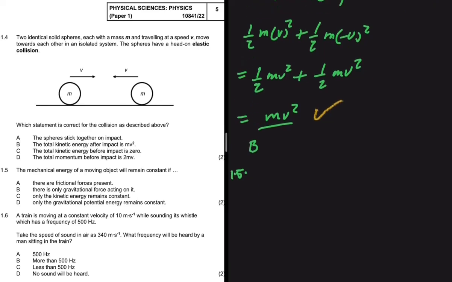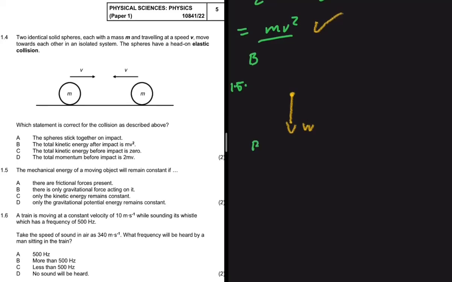1.5, the mechanical energy of a moving object will remain constant if its free body diagram looks like this. If this is the free body diagram of the object, then the mechanical energy will be conserved, so to say. So A, there are frictional forces present. If there are frictional forces, your free body diagram will not look like this. And then there is only gravitational force acting on it. We don't have to go any further. The answer is B. Mechanical energy is conserved when your free body diagram looks like this, right?